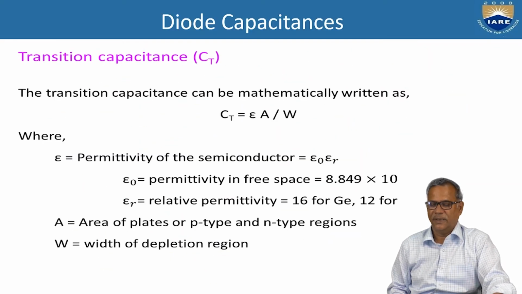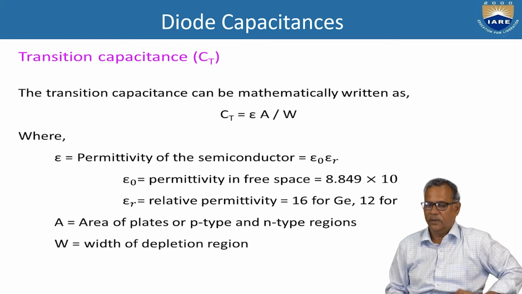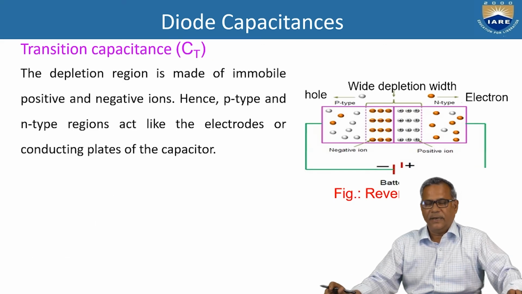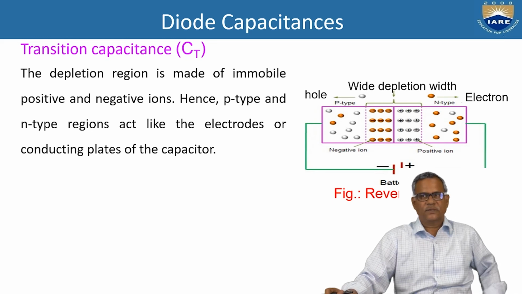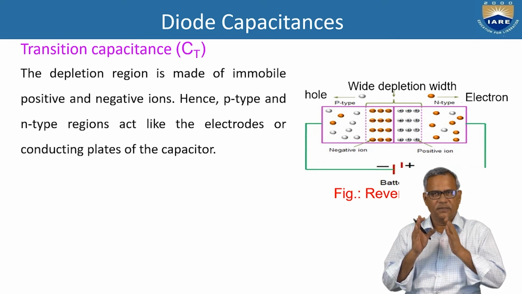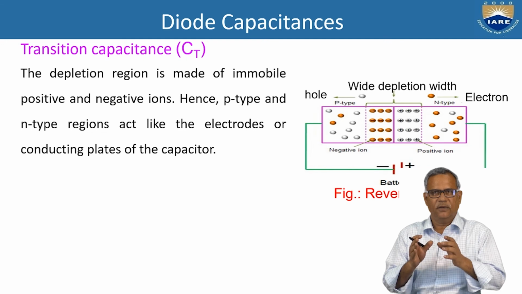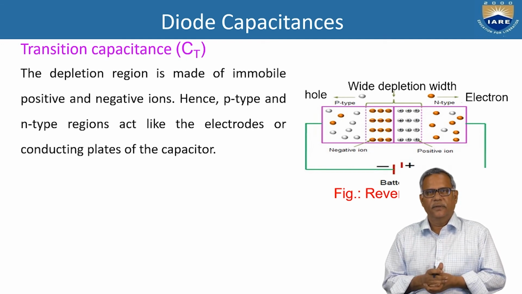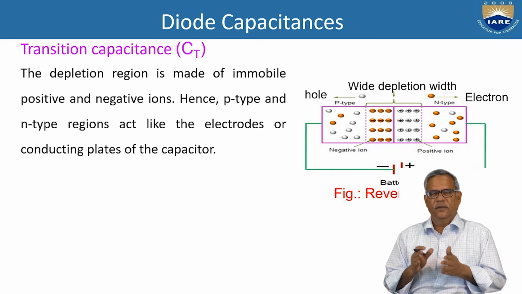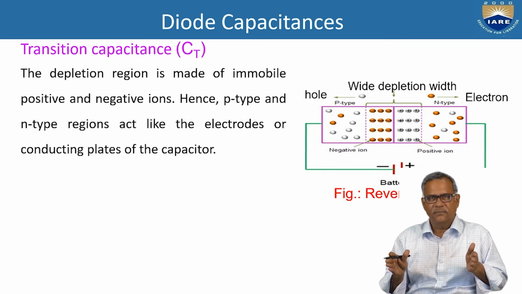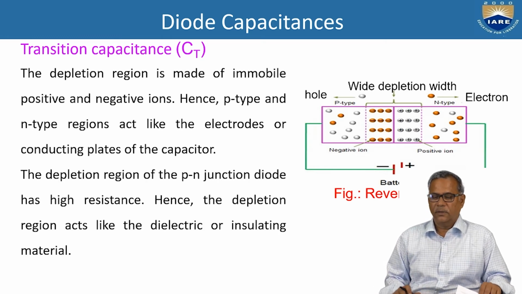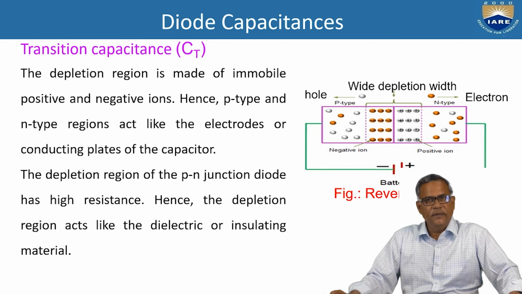Now coming to the transition capacitance, the transition capacitance is active when we apply the reverse voltage. When we apply the reverse voltage, the number of immobile ions at the junction increases. So that is going to cause more and more width of the depletion region. As the depletion region width increases, the transition capacitance decreases. So transition capacitance is active in the reverse bias.